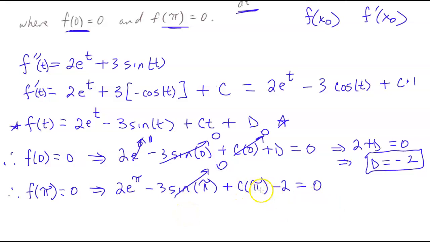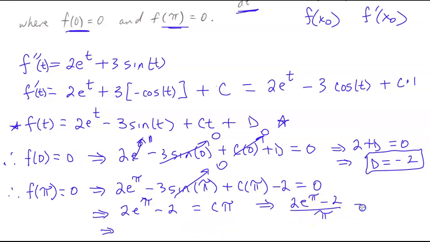We don't know what c is because that's what we're trying to solve for, but we know it's going to be pi times that. So here we could say 2e raised to the pi minus 2 is going to be equal to c times pi. And then, of course, from there, if we divide both sides by pi, I'll just do it here, then we eventually just get 2e raised to the pi minus 2 divided by pi, and that will be equal to c.